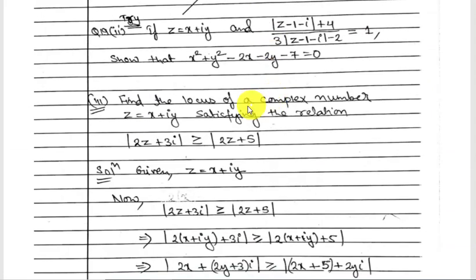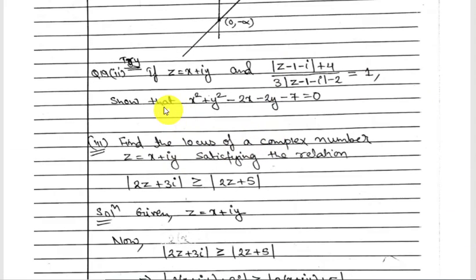Now next, question number 19 2. I have left it for you, you may try this. If z is equal to x plus iy, and this is equal to 1, then you have to show this. So what you have to do, you have to take this part, wherever you see z you have to replace it by x plus iy, simplify it and at the end you must get this.